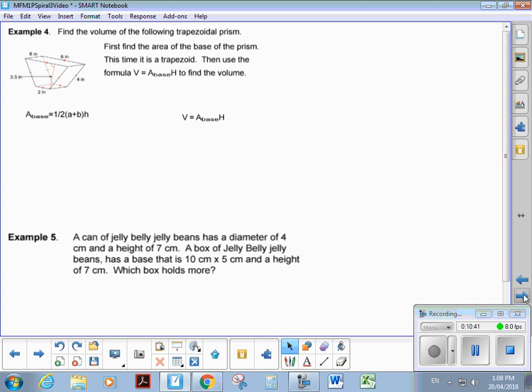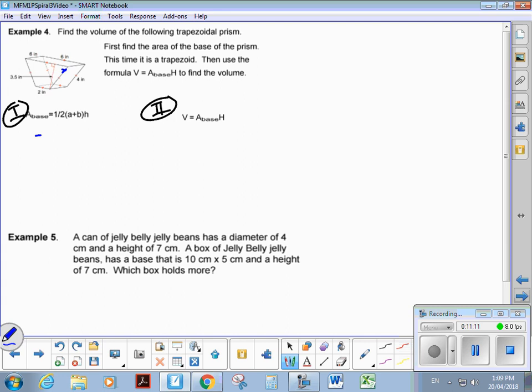Example 4. So this is a trapezoidal prism. Okay, so in the first unit, when we did 1D, or the first spiral, first thing we did, we found the area of the base. So we're just going to find the area of this trapezoid. So I'm doing it in stages, stage 1 and stage 2. All right, so stage 1 here, we're finding the area of the face of this trapezoid.